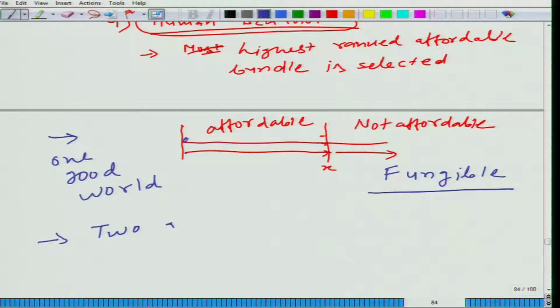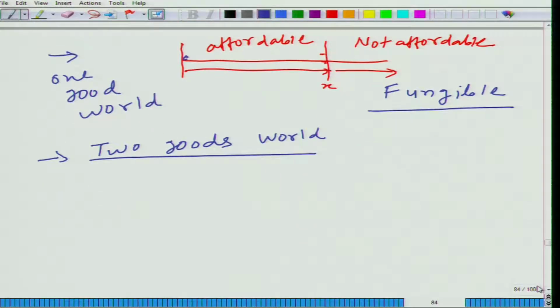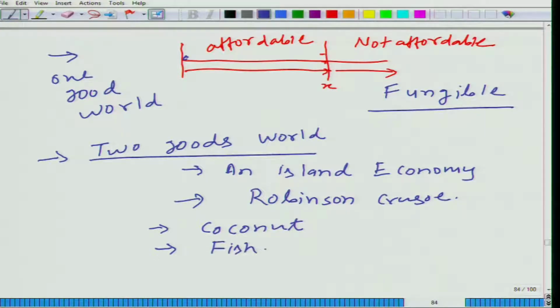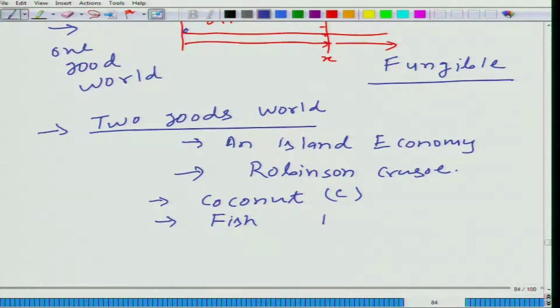Now, let us talk about two goods world, and there we can talk about the budget set and affordability, because it is not as trivial as the earlier one. Just to make it interesting, let us imagine an island economy. This island is populated by Robinson Crusoe, and he is marooned on this island. He has access to coconut, or he can use his time to catch fish. Let me denote coconut by C and fish by F.